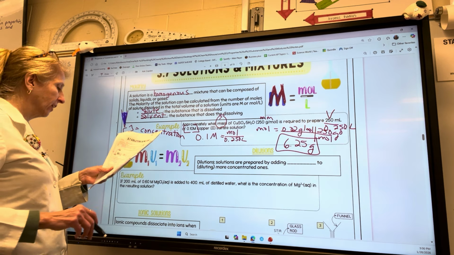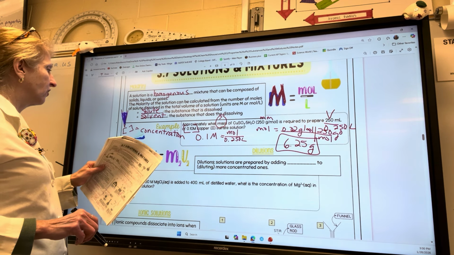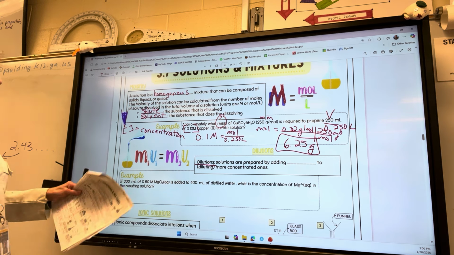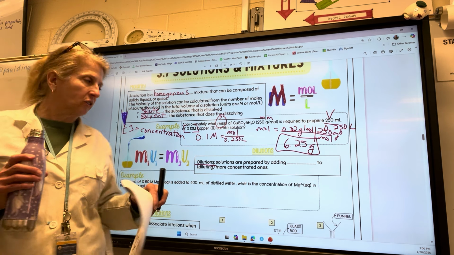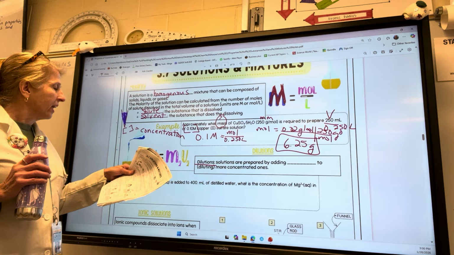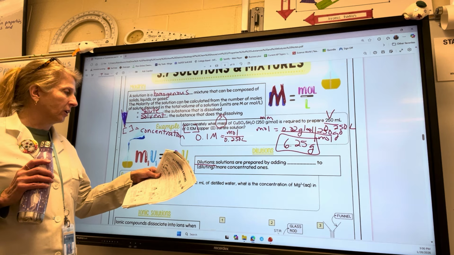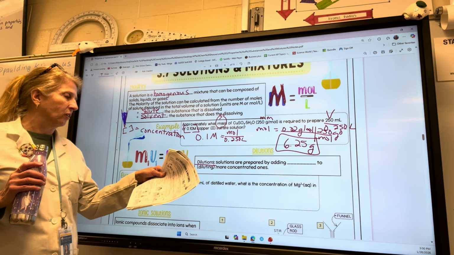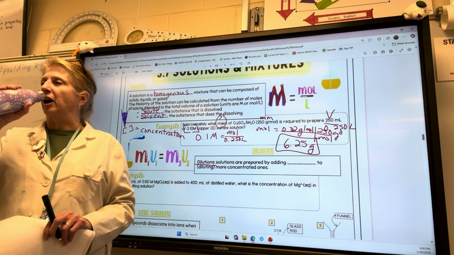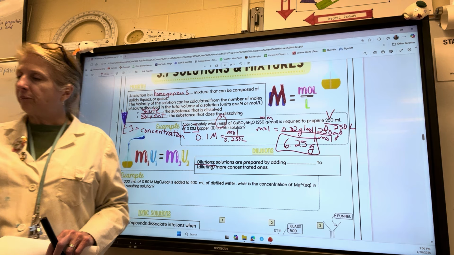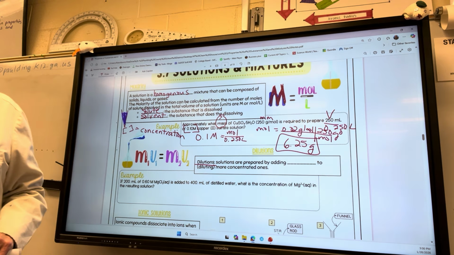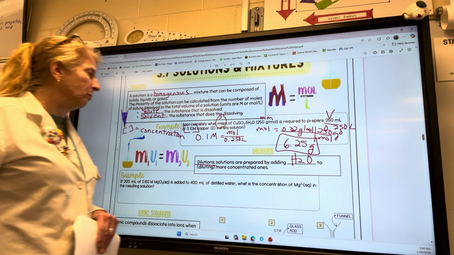All right, here's our new fun thing. This is the dilution, the famous dilution equation. If you are going to change a concentration, you have a certain molarity and a certain volume, and you want a new molarity or a new volume. How much water do you have to add? What do you have to do? Okay, do this. So that's M1 V1 equals M2 V2. Dilutions are solutions prepared by adding water to dilute a more concentrated one.